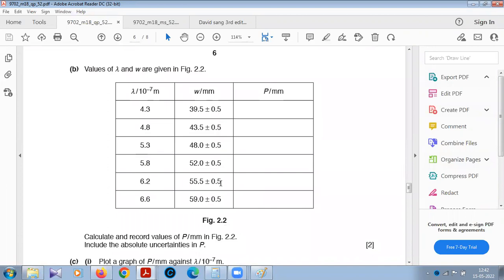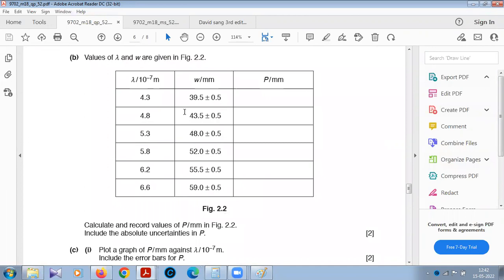Next, a table will be given to you like this. Different values of lambda and different values of width are given. You have to find the value of P, which would be W by 10, so you just divide by 10. You just shift the decimal one place to the left. You also have to find the uncertainty. That is very simple: the uncertainty will also get divided by 10.